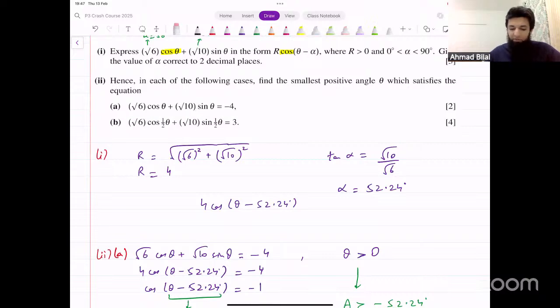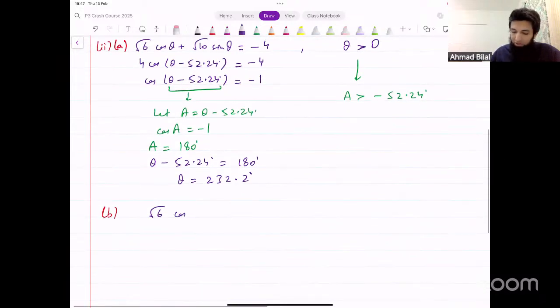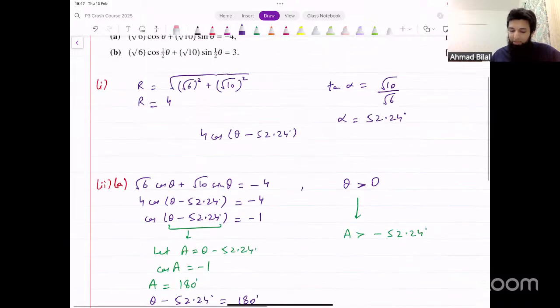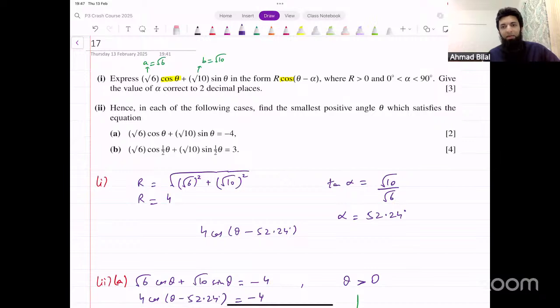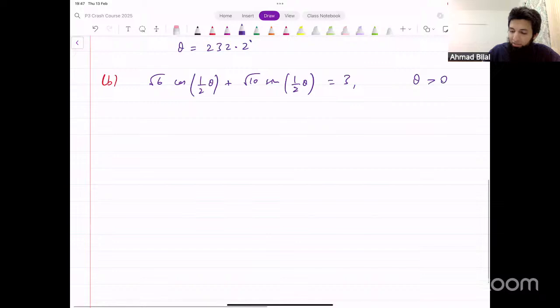Now we need to solve this equation. Let's write that down here. Square root of 6 times cos of half theta plus square root of 10 times sine of half theta equals 3. That's the equation that we need to solve. Again, the interval for theta is that it has to be positive, but we're looking for the smallest positive value, right? All right, so theta is supposed to be some positive value.